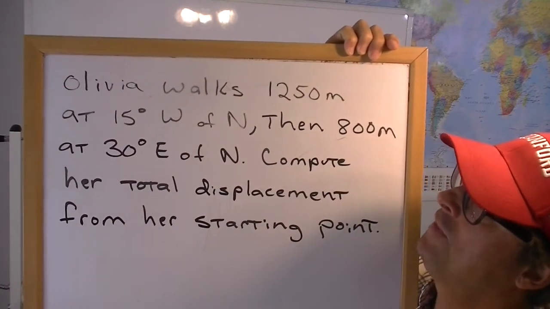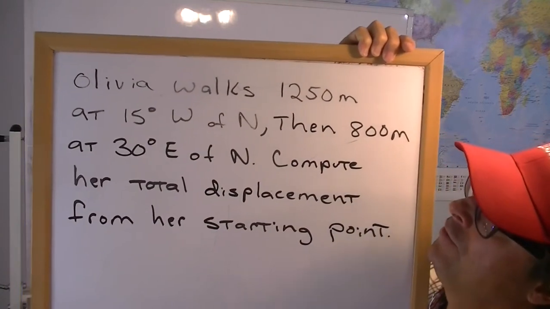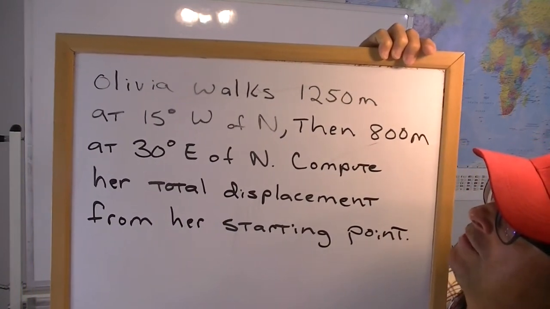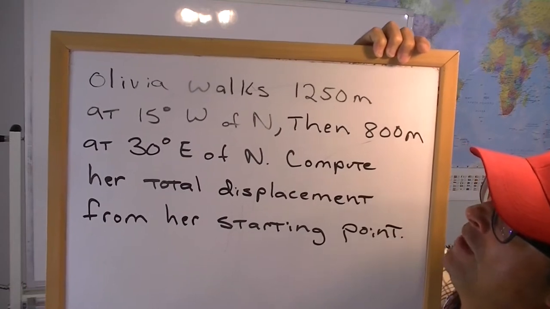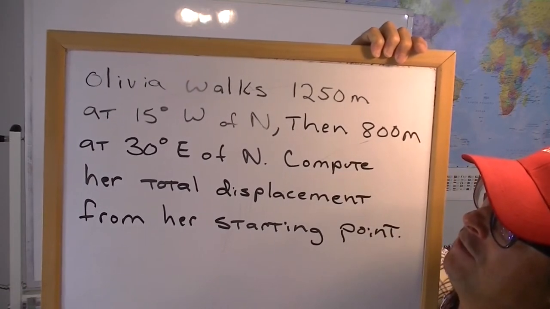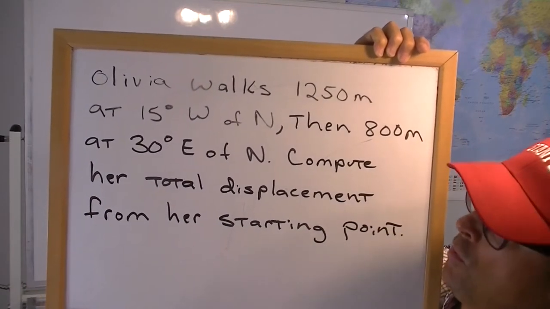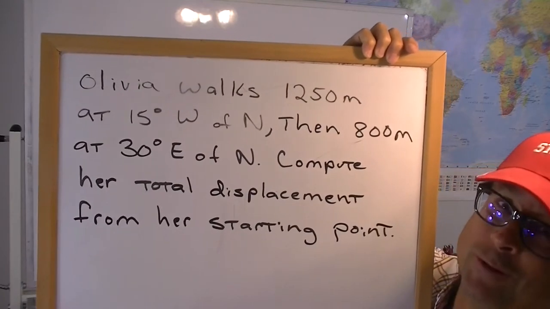Olivia walks 1,250 meters at 15 degrees west of north, then 800 meters at 30 degrees east of north. Compute her total displacement from her starting point.